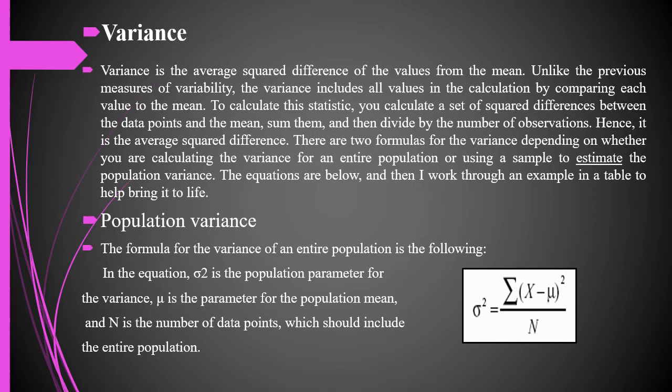Population variance. The formula for the variance of the entire population is the following. In the equation, sigma squared is the population parameter for the variance, mu is the population mean, and N is the number of data points, which should include the entire population. This is the formula as you can see on your screen. That is the formula for the variance.